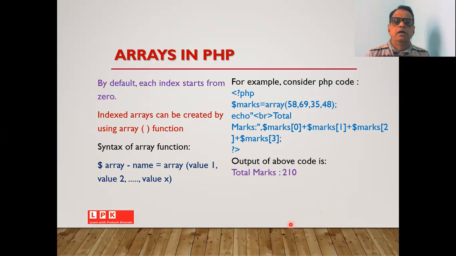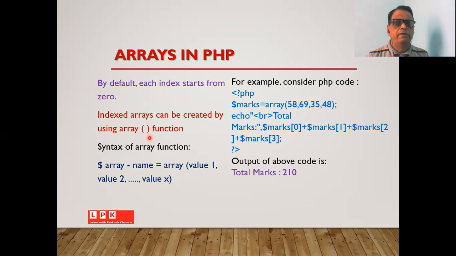By default, every index will start from 0. That is, the first element will be the 0th element, the next element will be the first element, then the second element, and in this way, we can access the individual elements of the array. Now, whenever we want to create an index array in PHP, you need to make use of the function called array.